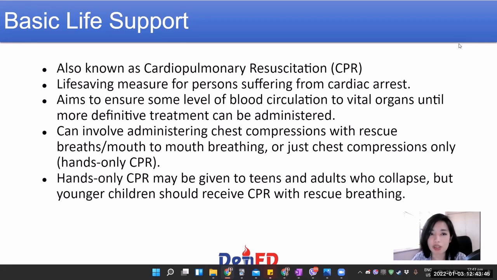Basic life support is also known as cardiopulmonary resuscitation. It is a life-saving measure for persons who are suffering from cardiac arrest and aims to ensure some level of blood circulation to vital organs until more definitive treatment can be administered. It can involve administering chest compressions with rescue breaths, mouth-to-mouth breathing, or just chest compressions only. This is known as hands-only CPR. And hands-only CPR may be given to teens and adults who collapse, but younger children should receive CPR with rescue breathing.